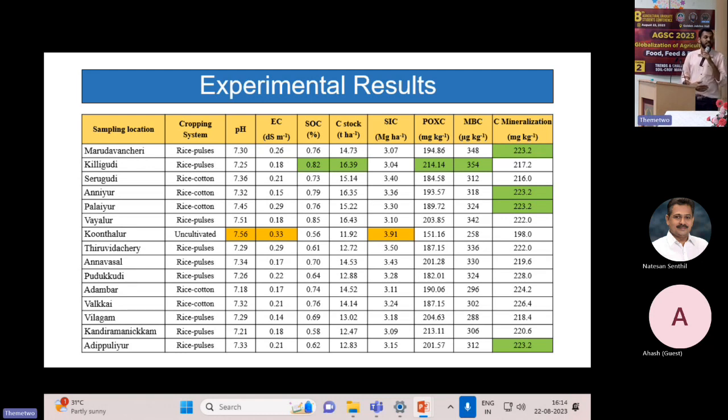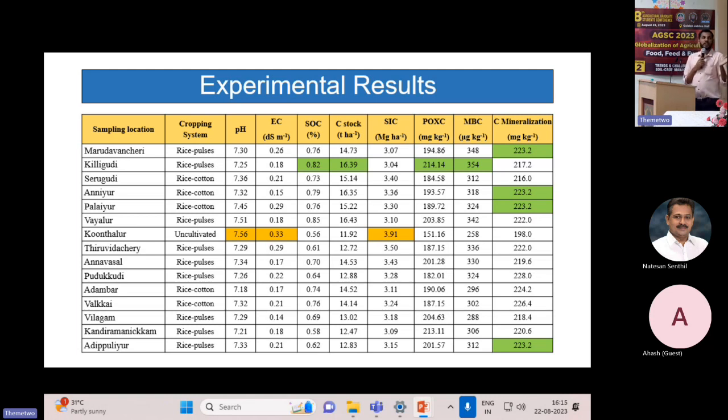And these are the experimental results of the study area taken under different sampling locations. The highest pH recorded was in the uncultivated sample, 7.56. The variation in pH was caused by differences in management practices and majorly contributed by the parent material present. EC in all the soils was non-saline, indicating good quality irrigation water practices. Soil organic carbon stock in the study area ranged from medium to high rating, where the cultivated areas had more soil organic carbon.